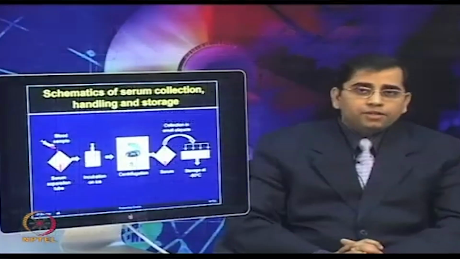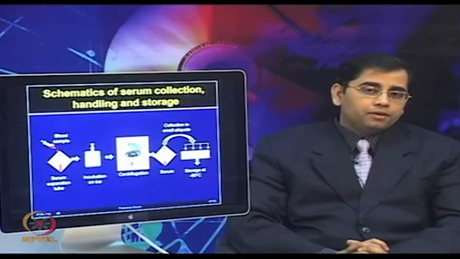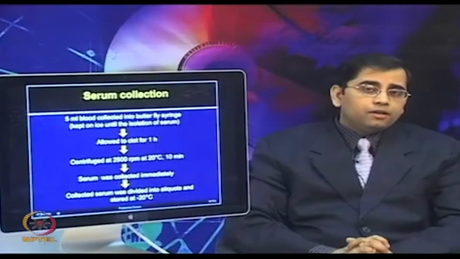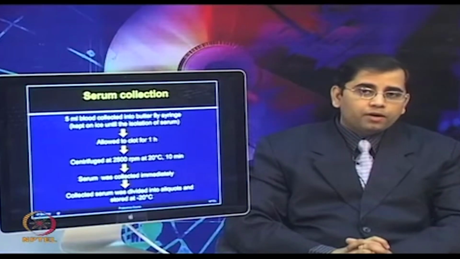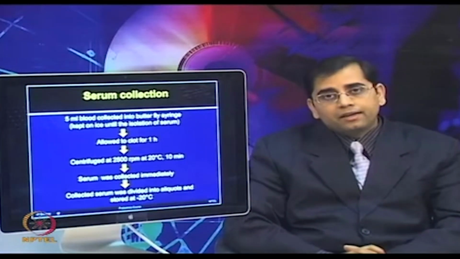So, as you have seen in the animation, first of all you need to collect the blood sample, then the serum has to be separated from that, and after the serum is collected, you need to store it in small aliquots at minus 80 degrees. This slide gives you the various steps involved in this process. Ideally, 5 ml of blood is sufficient for getting enough serum to perform such proteomic investigations.